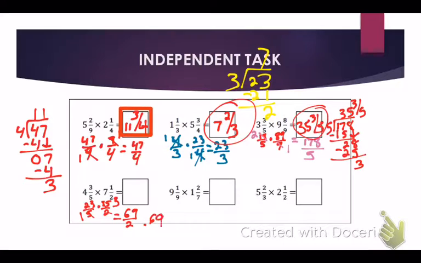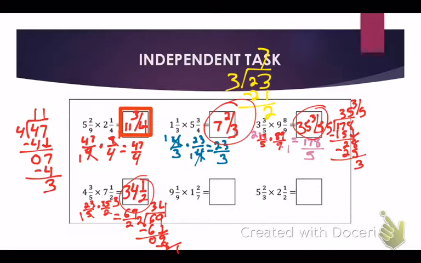69 divided by 2. 2 goes into 6 3 times. 3 times 2 is 6. Subtract, we get 0. Bring down the 9. That'd be 4. 4 times 2 is 8. Subtract, we get 1 left over. That'd be 34 and a half. Okay, that's your final answer. Let's move on to the next one. Let's do an ugly green.